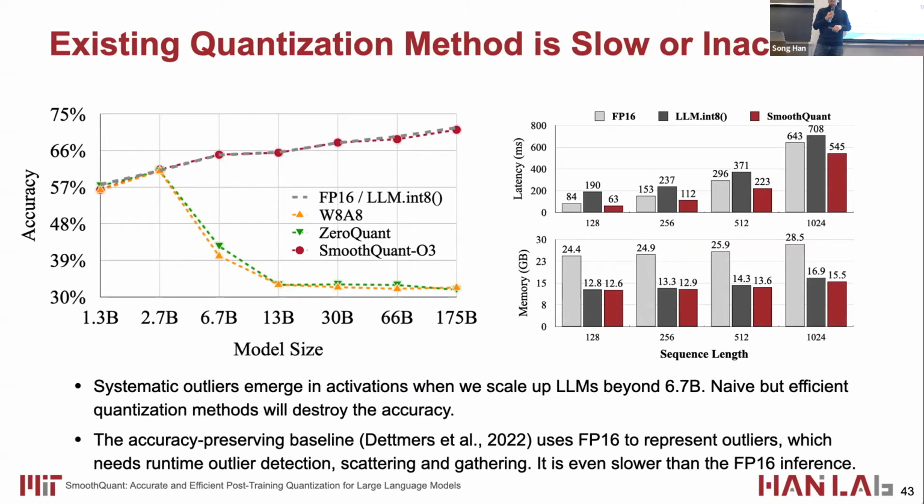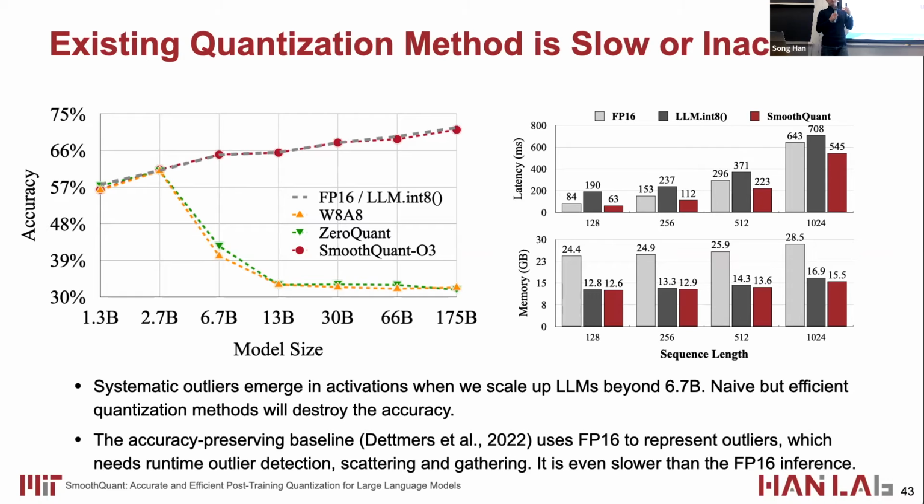But this is not easy, right? As the model grows from 1 billion to 175 billion parameters, the accuracy using the naive 8-bit weight, 8-bit activation quantization, which we introduced in previous lectures, begins to drop with a model size larger than 6.7 billion parameters. This is a very drastic degradation of accuracy.